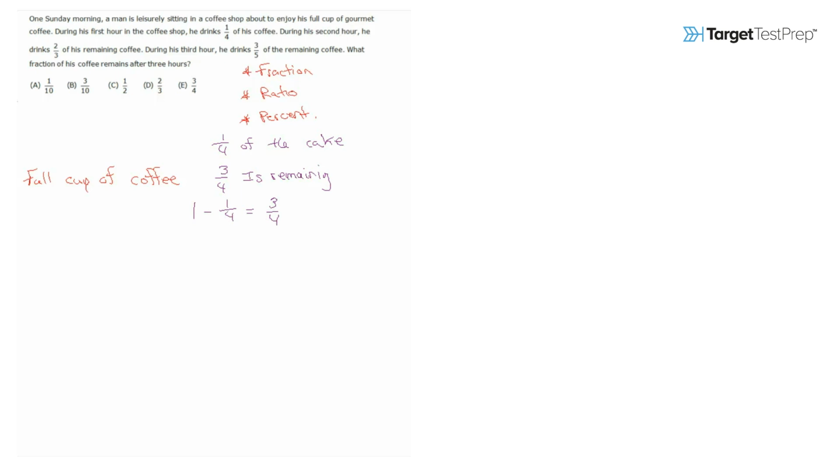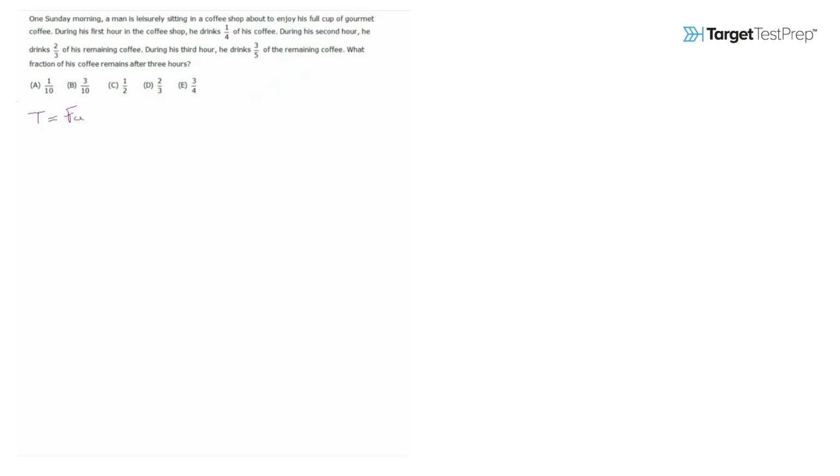So if we clear the screen here and get started on this question, there's some interesting things. I'm just going to use the variable T as the full cup of coffee. So notice what they're saying here. The first hour he drinks 1/4. During the second hour, he drinks 2/3 of his remaining coffee. During the third hour, he drinks 3/5 of his remaining coffee. What fraction remains? So we don't really care about what he drinks. We continuously care about what remains.